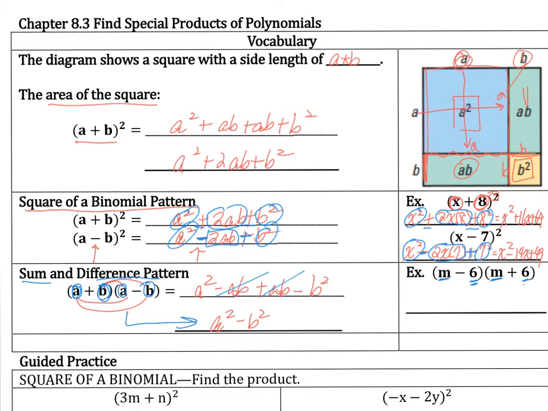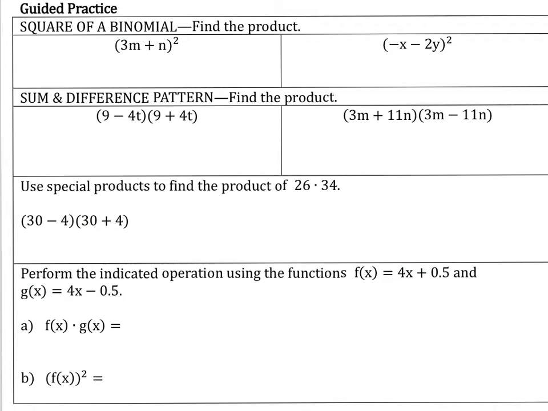6 and 6 are the same. And then you have a subtraction sign and a positive sign. So we can use the sum and difference pattern and simply take m and square it. And then the subtraction sign. And then we can take 6. Don't worry about the sign, okay? Just take 6 and square it. So here I have given you 1, 2, 3 special products of polynomials. Okay, let's practice using the square of a binomial to find the product.